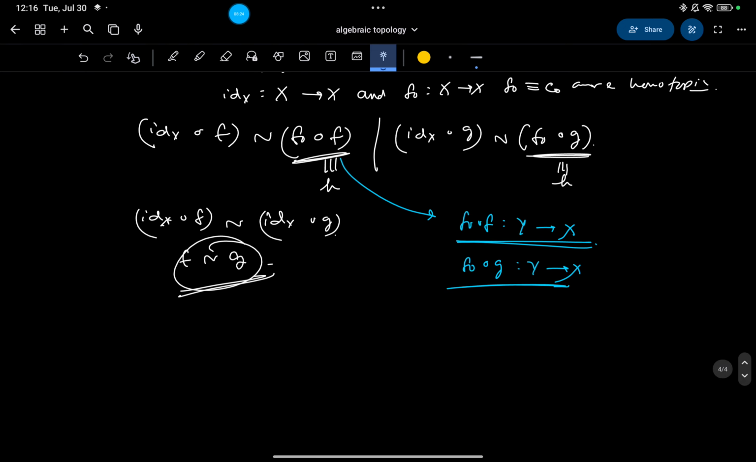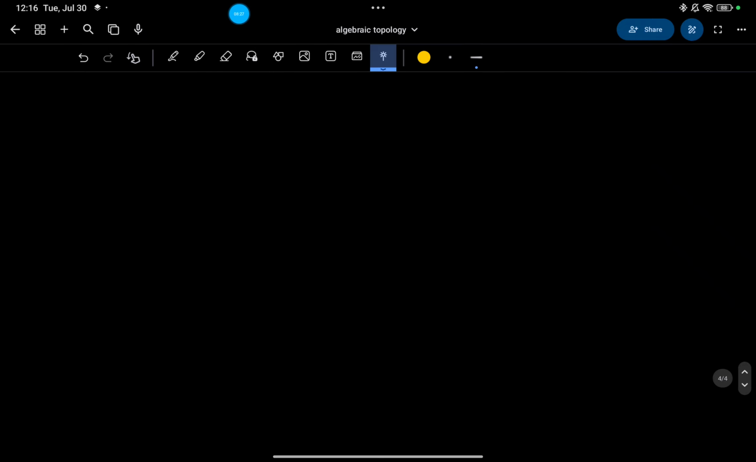Now let us move to some applications of homotopy theory, and the most crucial application of homotopy theory that plays a central role in studying geometrical objects is nothing but the fundamental group.